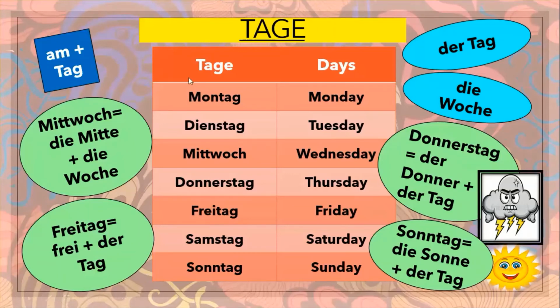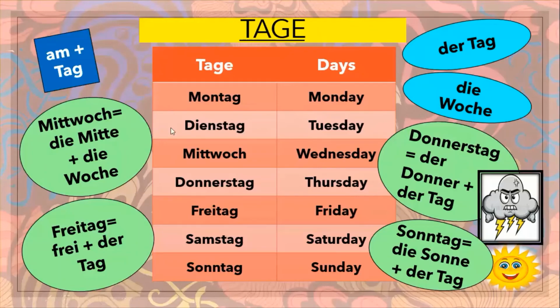Also, do note that before each of these days, we will use the preposition in German am to mean on. So, am Montag, am Dienstag, am Mittwoch, etc., meaning on Monday, on Tuesday, on Wednesday, etc.